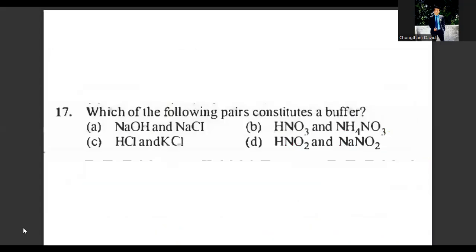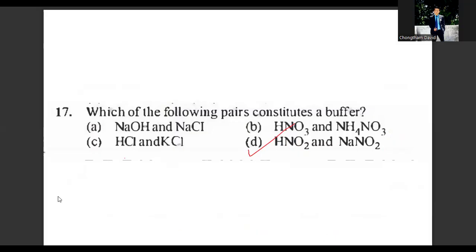Let's read question number 17. Which of the following pairs constitutes a buffer? Nitrous acid is a weak acid and sodium nitrite is a salt of that weak acid and a strong base, sodium hydroxide. So it constitutes a buffer. So option D is the answer for question 17.